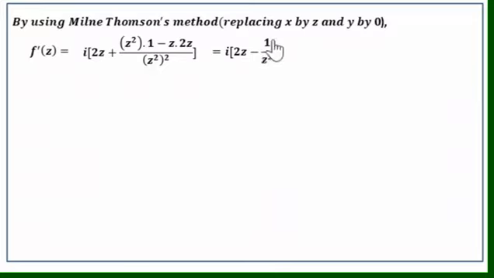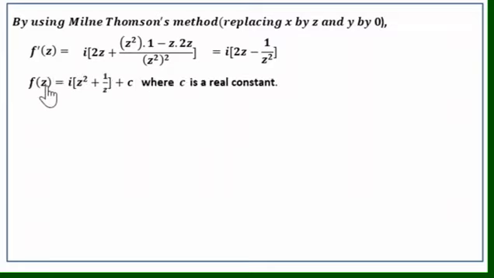Then what is the integral of 1 by z square? The integral of 1 by z square is minus 1 by z. So we get f of z equal to i into z square plus 1 by z plus c, where c is a real constant, because here the imaginary part of the analytic function is given, and the given imaginary part does not contain any constant. So the constant of integration is a real number.